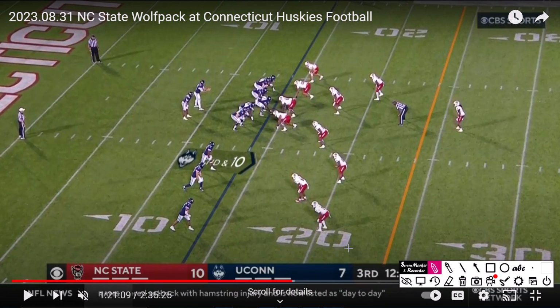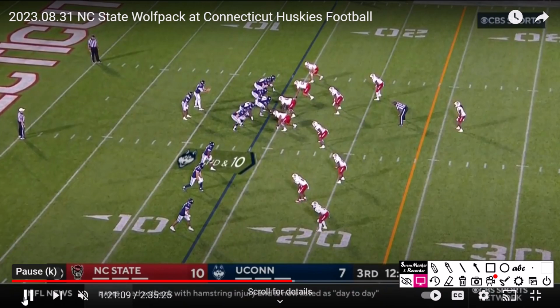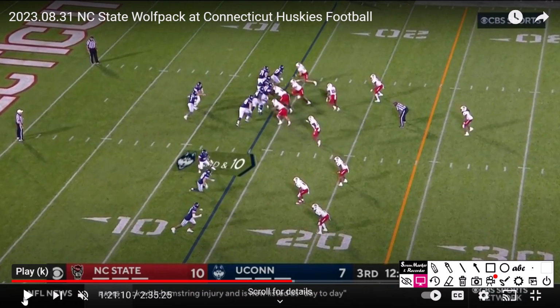Ironically, the tight end is Justin Jolie, who now plays for NC State. But things are going to start off here. So watch Peyton Wilson at the top of the screen. He's going to come down like that. We're talking about Betty's going to flow over here. Jolie's going to chip him and then release upfield.